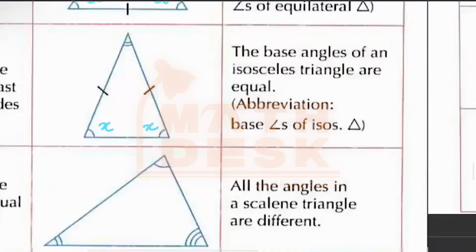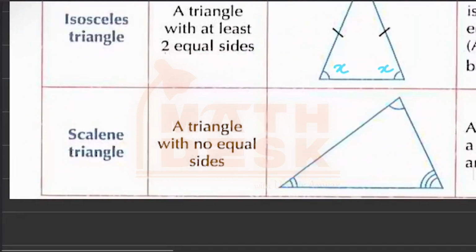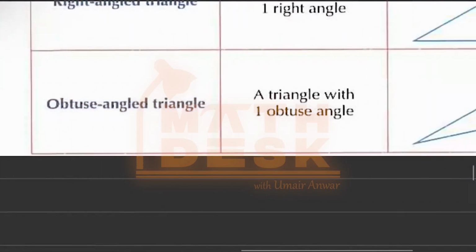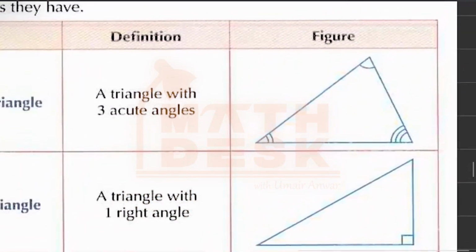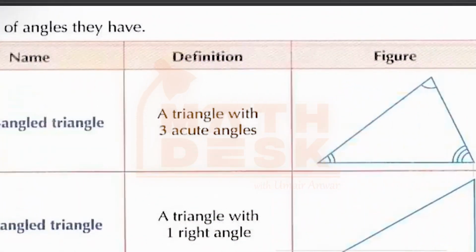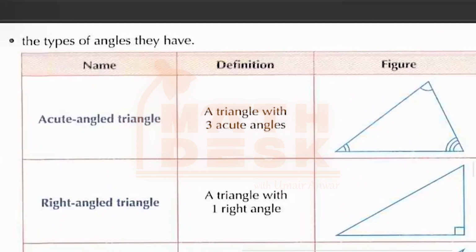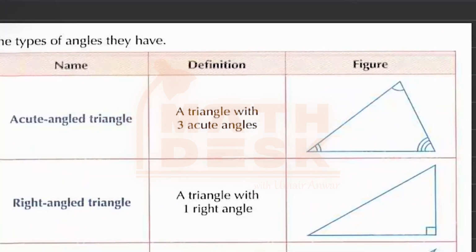Then there is a third type, which is scalene triangle. In a scalene triangle, there are no equal sides. All the sides are unequal and all the angles are also unequal. Now, the next type is according to the angle. If a triangle has all the angles less than 90 degrees, which means that a triangle is made with 3 acute angles, then the triangle is called an acute angle triangle.